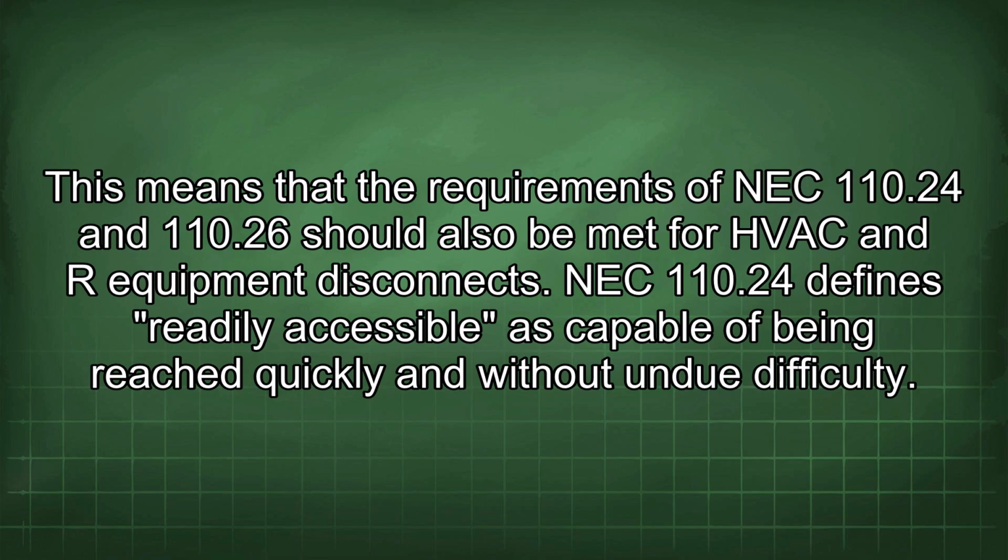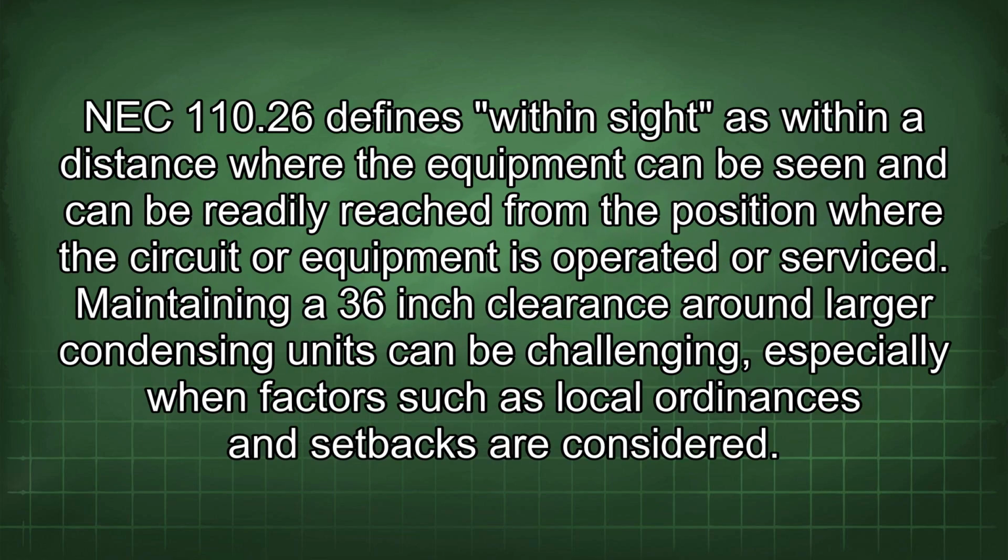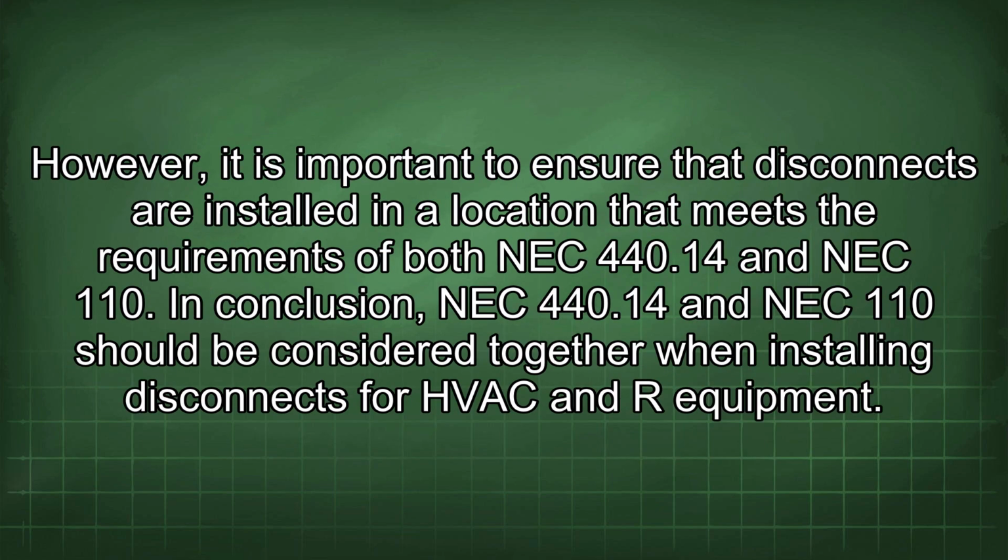NEC 110.24 defines readily accessible as capable of being reached quickly and without undue difficulty. NEC 110.26 defines within sight as within a distance where the equipment can be seen and can be readily reached from the position where the circuit or equipment is operated or serviced. Maintaining a 36-inch clearance around larger condensing units can be challenging, especially when factors such as local ordinances and setbacks are considered. However, it is important to ensure that disconnects are installed in a location that meets the requirements of both NEC 440.14 and NEC 110.